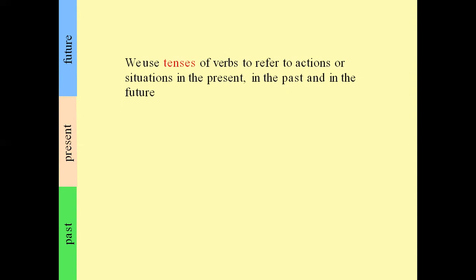So here I have explained where we can use the tenses. Listen or read here. We use tenses of verbs to refer to actions or situations in the present, in the past, and in the future. Where are we going to use tenses? When we want to narrate or say any actions or situations in present, in past, and in future. So in these types of situations or time eras, we use the tenses. There are three types of tenses in English: present, past, and future.